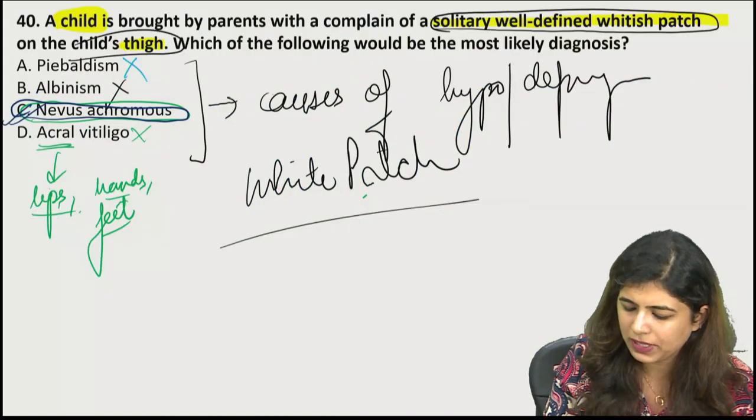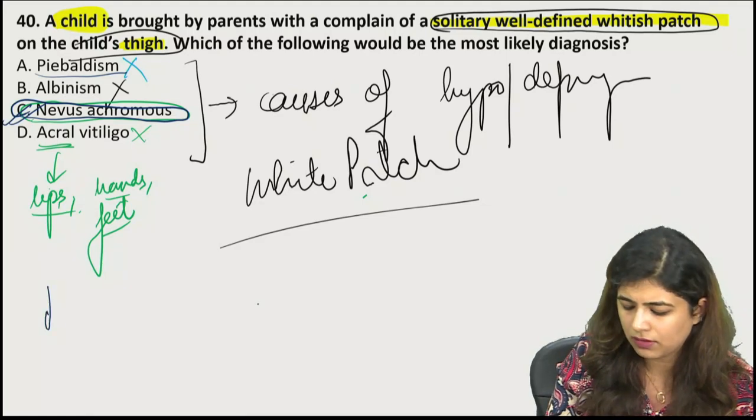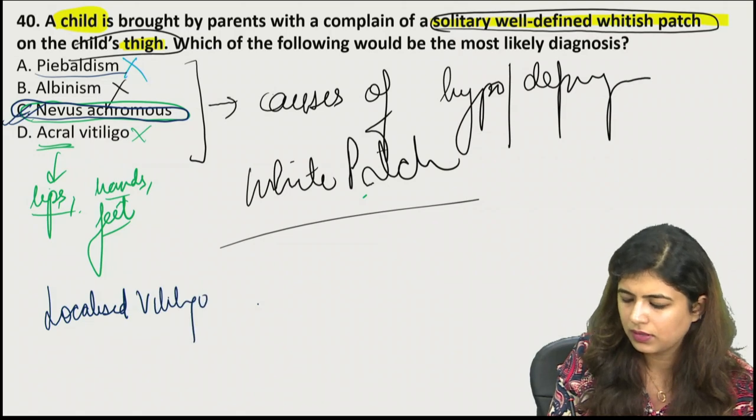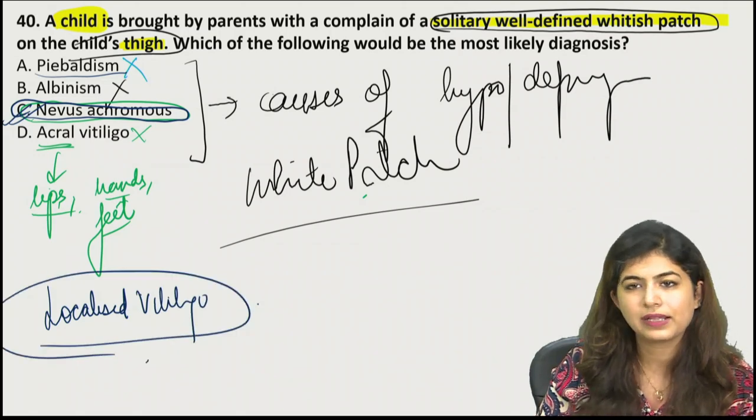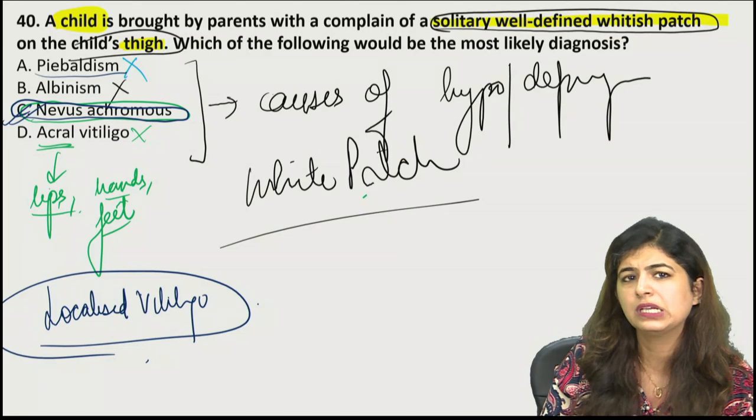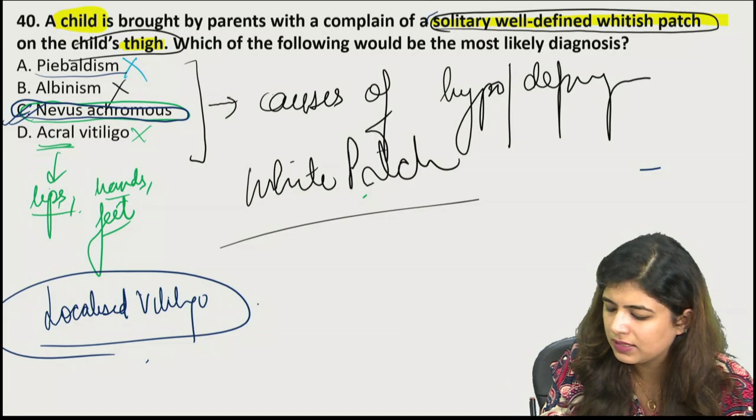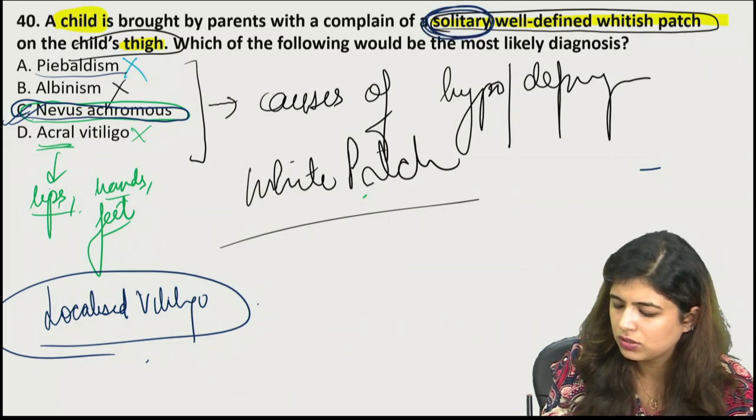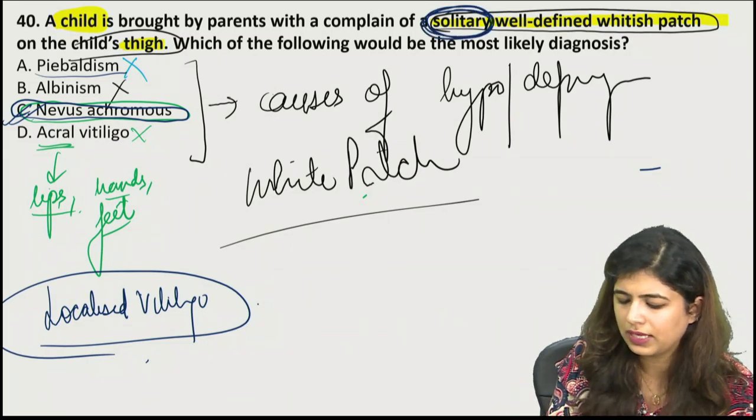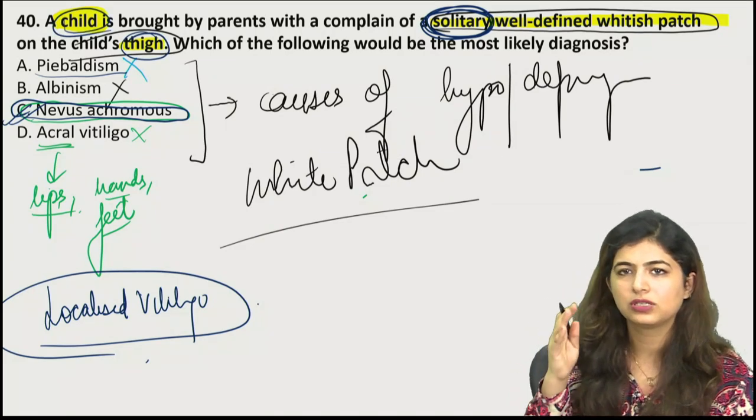Now, what would have been the closest differential had it been on the face? Piebaldism would have been a differential. Had my option been localized vitiligo, then again that's a probable differential, but there can also be multiple lesions. It will not be a single lesion mostly. So the catch in the question is that it is a single solitary lesion on the thigh in a child. So that's how you catch it here.